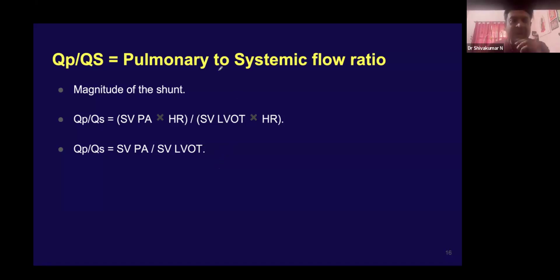So, what I was talking about was measurement of shunt. The shunt formula is QP by QS, the ratio of pulmonary to systemic blood flow. We can calculate the shunt percentage using echo as well. QP, the blood flow to the pulmonary artery, is the stroke volume across the pulmonary artery, divided by the stroke volume across the left side, the LVOT. We can measure VTI across the right ventricle and the left ventricle, and from the ratio we can measure the shunt fraction from transthoracic echo measurements.